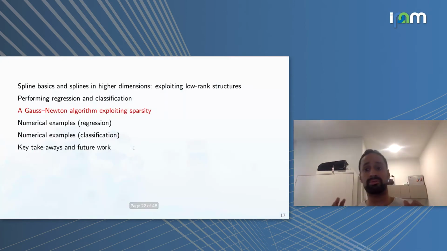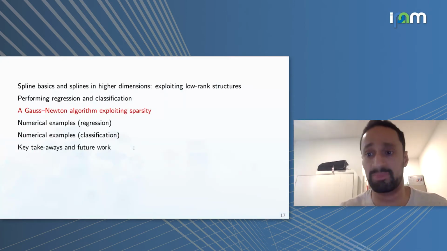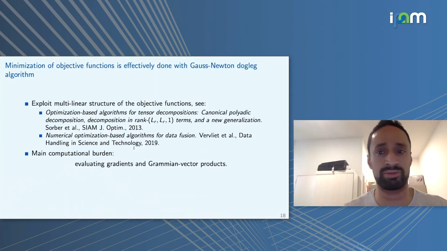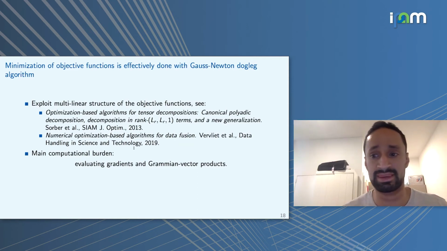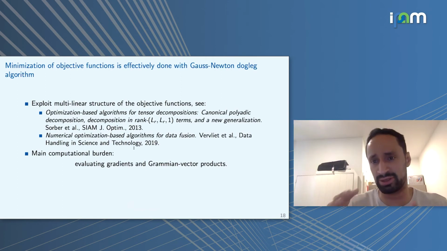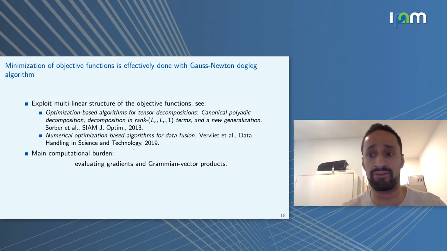Okay, so now, given these two objective functions, we have to train it with some optimization routine. For that, we use the Gauss-Newton algorithm with double-leg trust region. I don't want to get into the details of exactly how it works, but I would like to mention that in our group we have already worked on this before, and we have developed this method which seems to work very effectively. One of the key things we do there is that we really exploit the multilinear structure in the cost functions to do the training or the optimization efficiently.